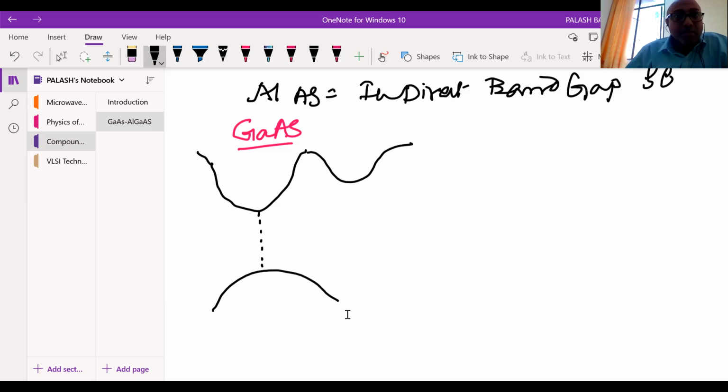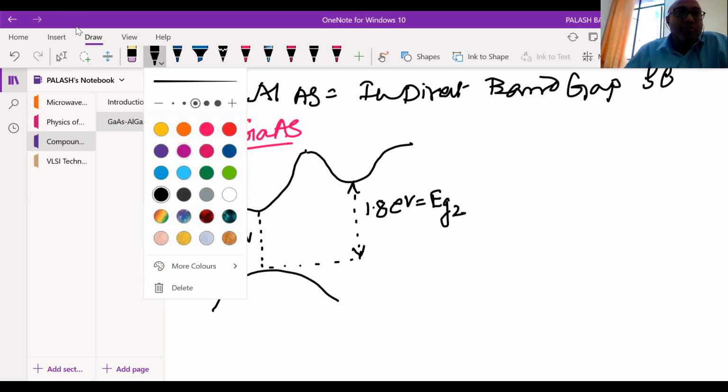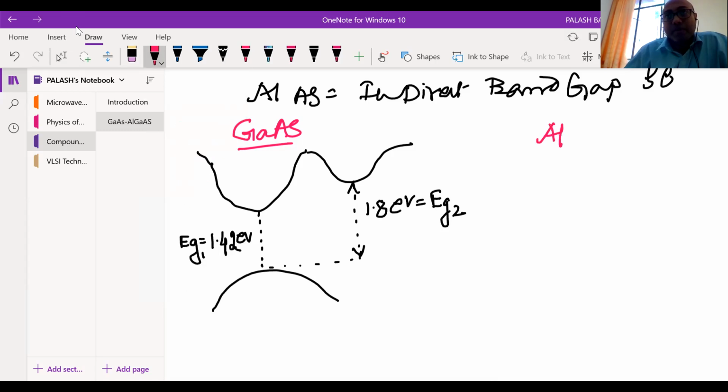What is the energy gap here? 1.42 electron volt. And if you see this indirect zone, this is 1.8 electron volt. So I'm writing this as Eg2. Now we have to plot aluminum arsenide also. Let me check what the band gap is, because I studied it long back and forgot. That is actually 3.02 and 2.17.